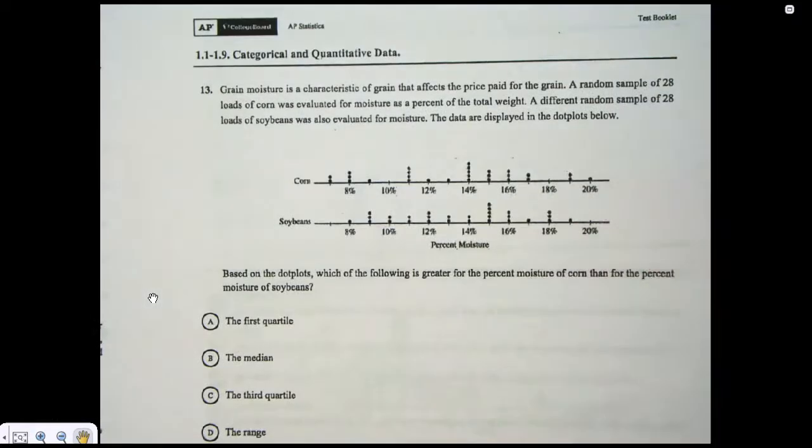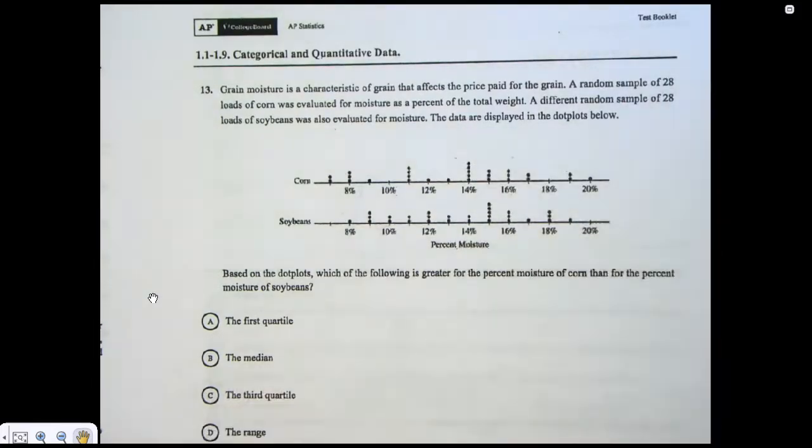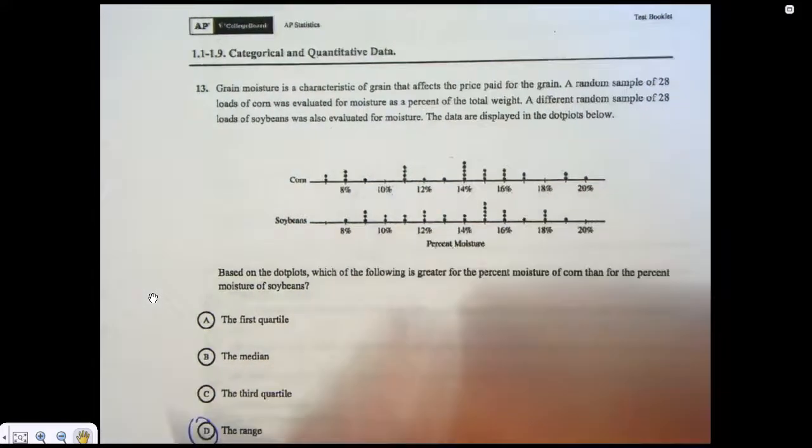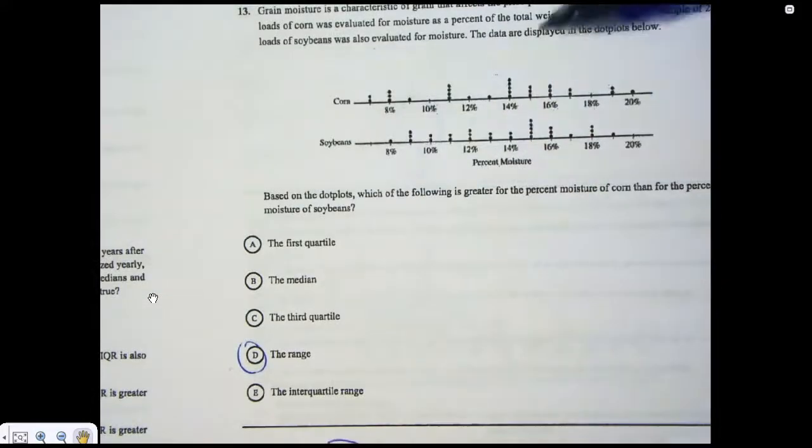13. Let's see. Corn and soybeans, 28 of each. Okay, so I'm gonna jump to the answer. The answer is D, and I would have started with that one, anyways. So let me show you what I mean by that.